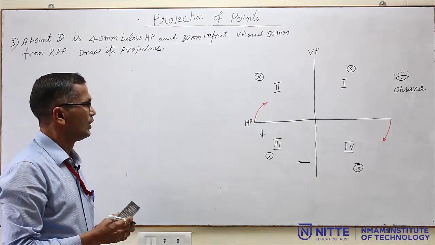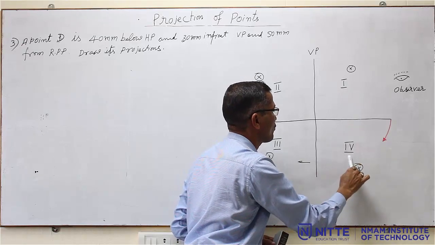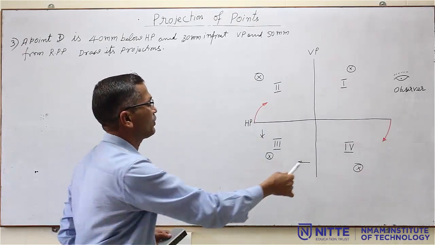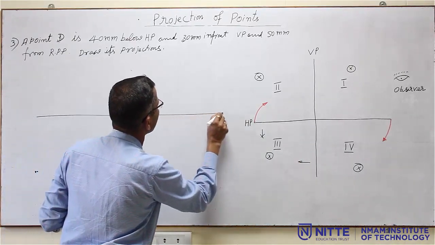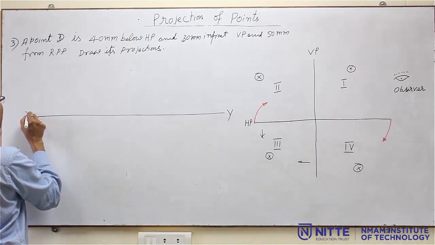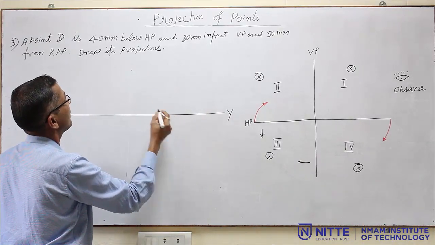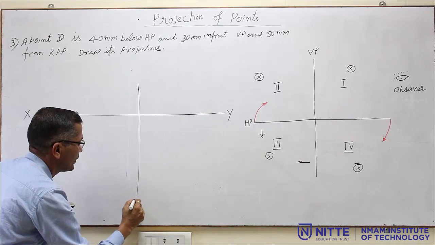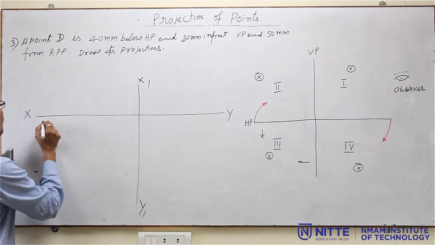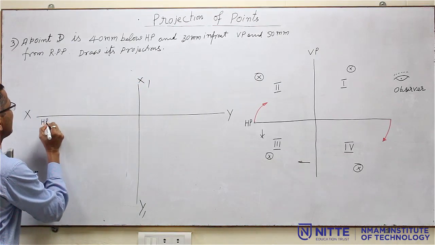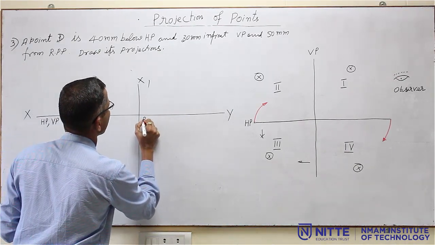Draw its projections. So here you can see below HP and in front of VP. Below HP, in front of VP means it is the fourth quadrant. So you prepare the grid for the fourth quadrant. So XY line, and as it is RPP, we need the profile view here to the right side. So this is x1 y1, and for the fourth quadrant both HP and VP are below the line, and the profile plane RPP we have to write here.